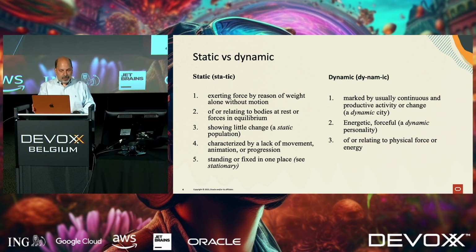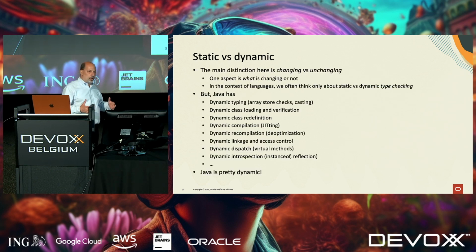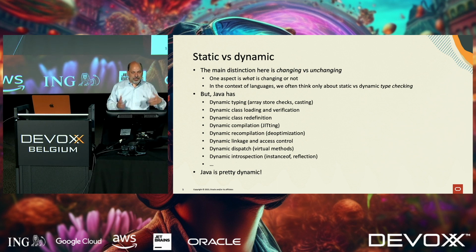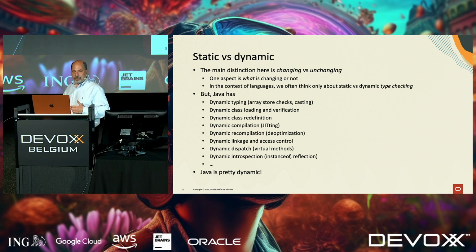For dynamic, you see a lot of definitions that talk about being marked by change, marked by productive activity, energetic, forceful, changing, etc. So we have a general idea here that the distinction between static and dynamic is changing versus unchanging. So let's run with that. And there are a couple of aspects here that we want to tease apart. One is, well, what is actually changing?